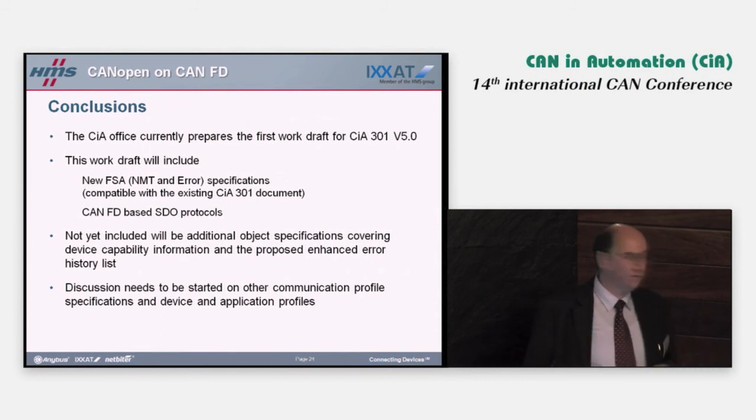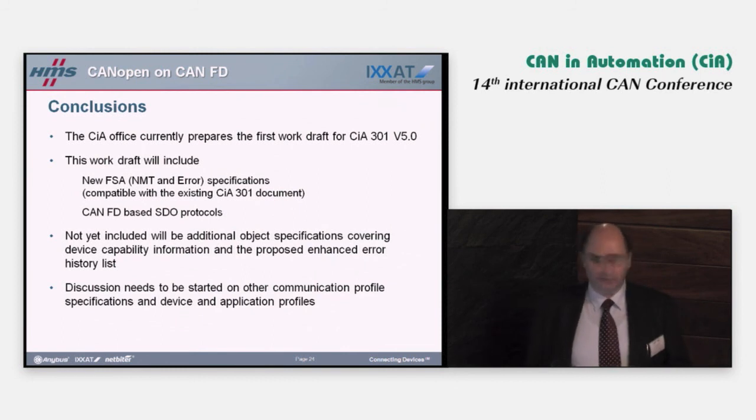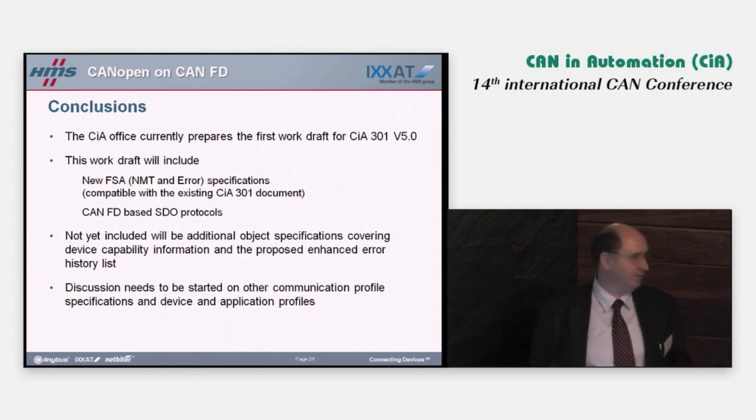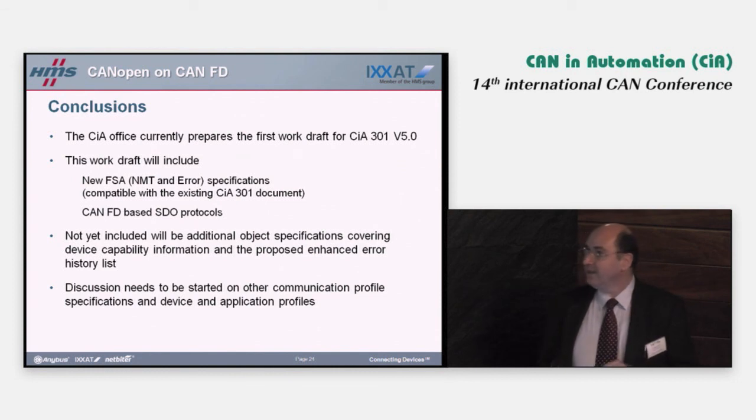So conclusions now. As mentioned earlier, the CiA office currently, I hope, is working on the first working draft of what I think we currently call version 5. If it's going to be version 5, I think Holger will decide on that. This first working draft, I think, will include the new FSA drawings, being UML drawings. Don't be worried, they're going to be compatible. It's just clearer and stricter in the formulation. And the CAN FD-based SDO protocols, as mentioned, PDO protocols, nothing will really change.